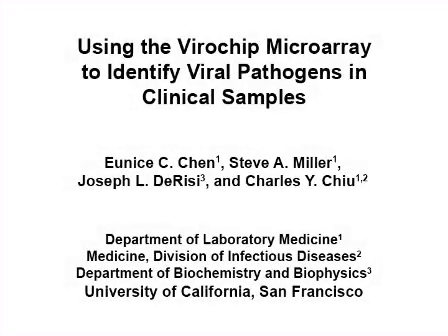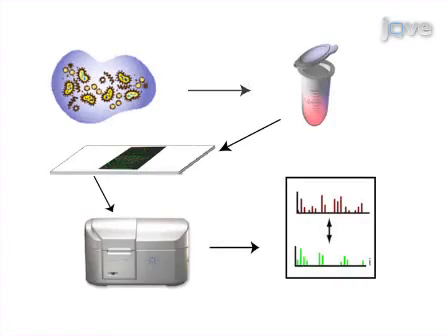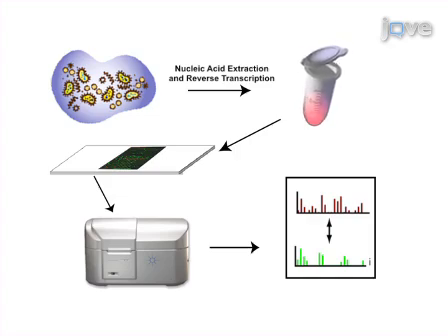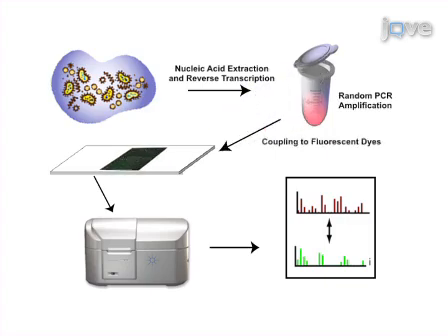This procedure uses the Virochip, a Pan-Viral Microarray Assay, to analyze clinical samples for both known and unknown viruses. First, nucleic acids are extracted from clinical samples. Next, the extracted RNA is reverse transcribed using random primers, second-strand cDNA synthesis is performed, and the cDNA library is amplified with random PCR. Then, the amplified cDNA is labeled with fluorescent dyes and hybridized to a Virochip microarray.